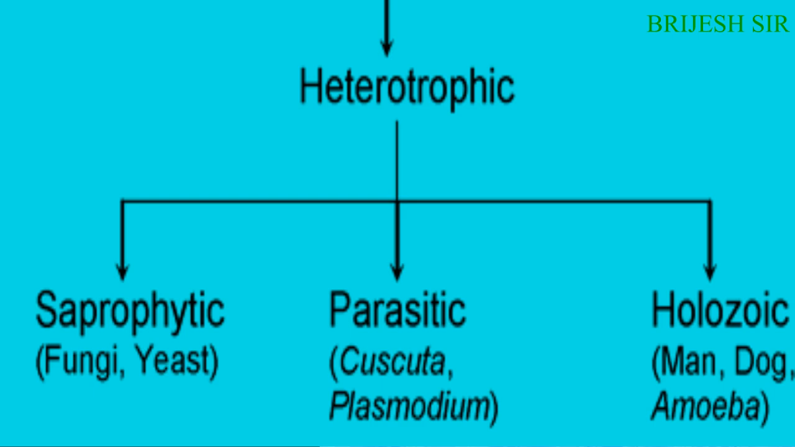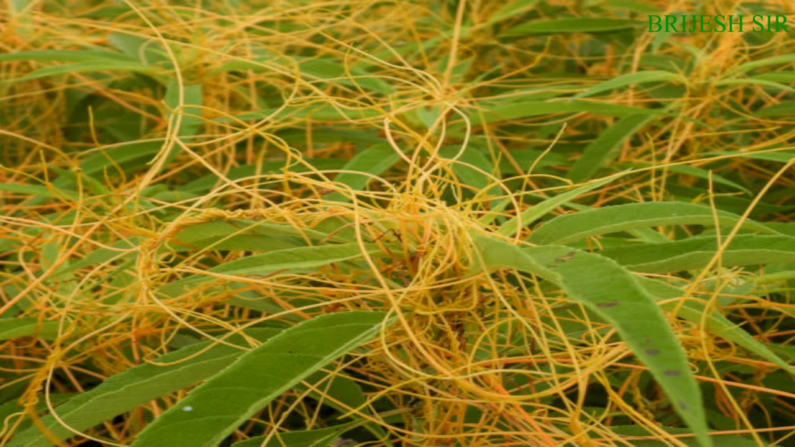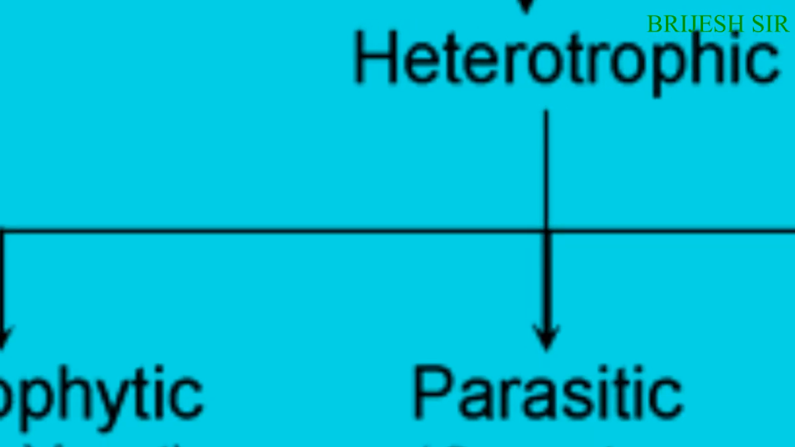Second is parasitic nutrition. In this mode, an organism, the parasite, lives on or inside another living organism called the host and takes food and shelter from it. The parasite harms the host but rarely kills it immediately. For example, Cuscuta reflexa, a non-green plant that attaches to a host plant and sucks nutrients through special roots called haustoria.